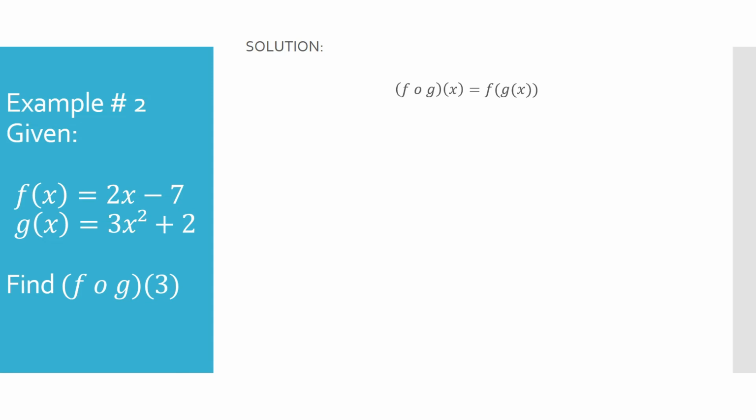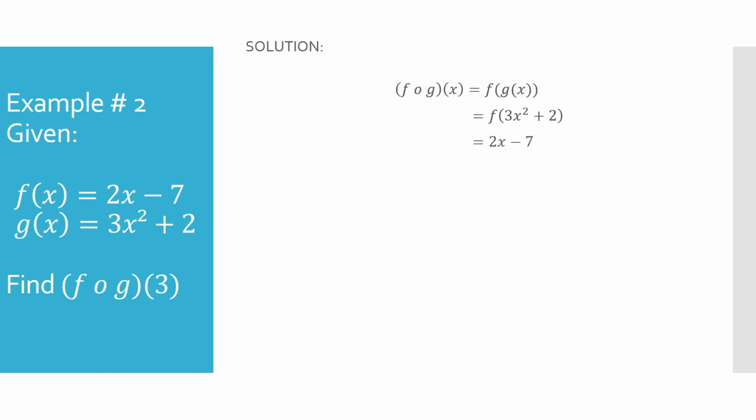First, we will solve the composite function. So we have f composed of g of x equals f of g of x. Okay, so our independent function is g of x and our dependent function is f of x. Now we will replace g of x with 3x squared plus 2. So we have f of 3x squared plus 2.